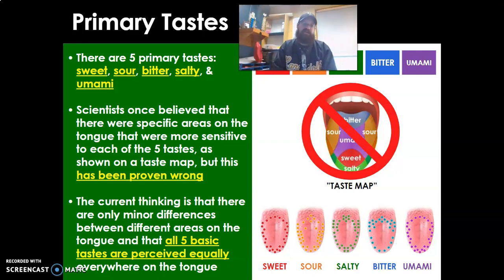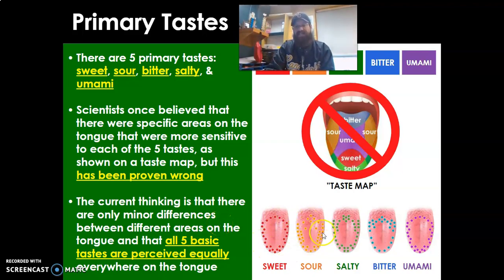Instead, the current scientific thought is that there are maybe minor differences between different areas of the tongue, especially in relation to those different shapes of taste buds. They may perceive one of the 5 primary tastes, or 2 or 3 of the primary tastes, better than the other ones. But you can taste all 5 of the primary tastes all over your tongue, okay? So forget what you learned about that taste map, dead wrong. Instead, the current view is that there are minor differences between different areas, but all 5 basic tastes can be perceived equally along the tongue.